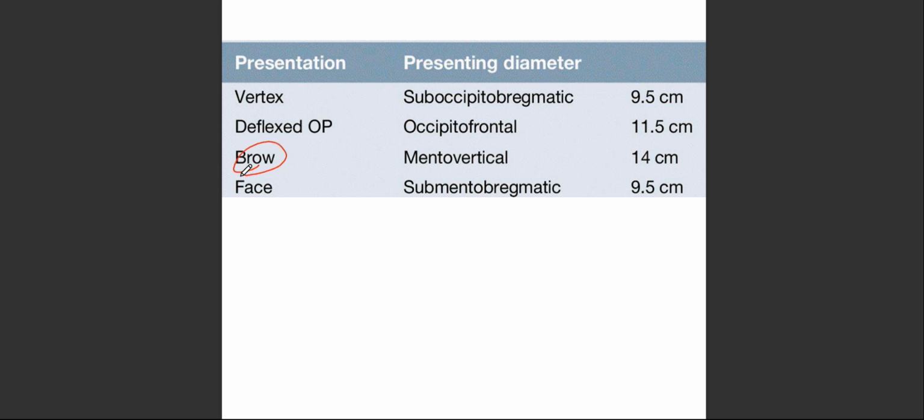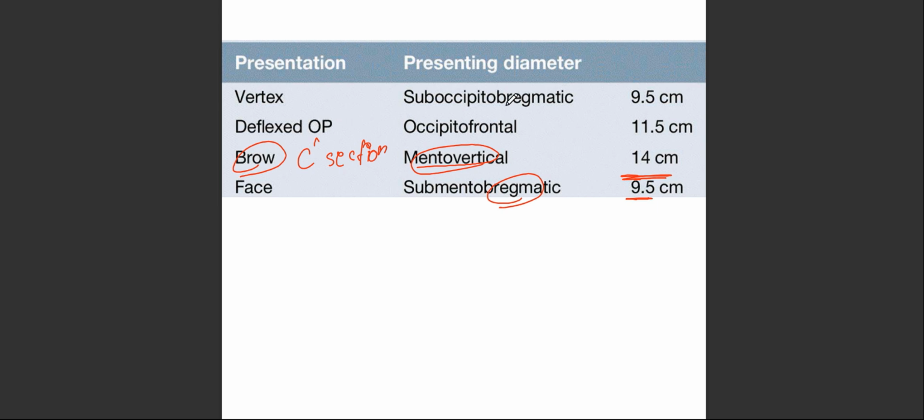Then one more thing, as I already told you, for the brow presentation you always have to do C-section, because it is the largest diameter which cannot pass through the maternal pelvis. Mento-vertical diameter is 14 centimeter. For face presentation, it is the sub-mento-Bregmatic. As you know, for the Bregma it is 9.5 centimeter.